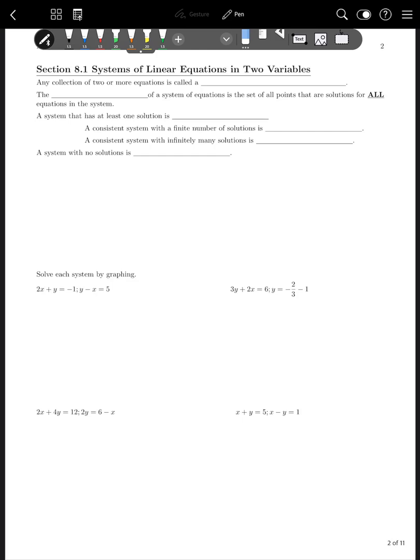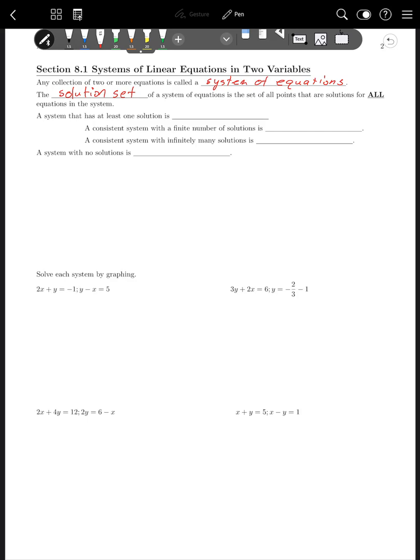So what we're going to talk about is systems of equations. We're starting out with this idea of systems of linear equations. But in general, any collection of two or more equations is called a system of equations. The solution set of a system of equations is the set of all points that are solutions for all equations in that system. And these systems fall into three categories.